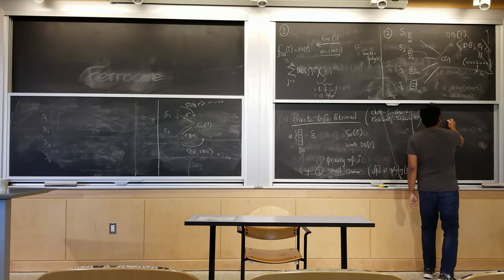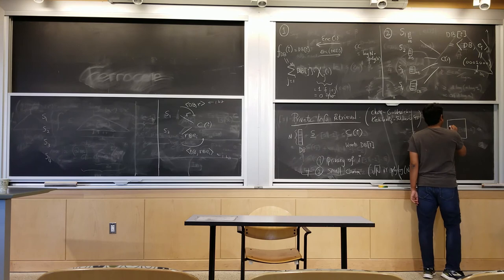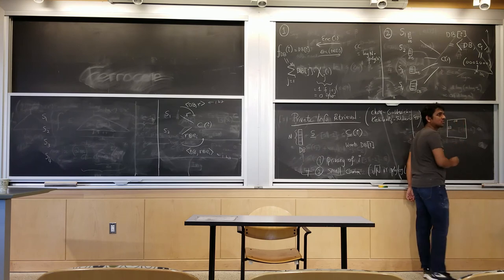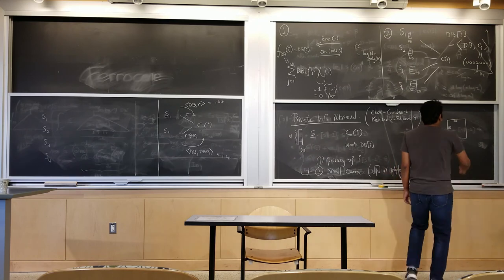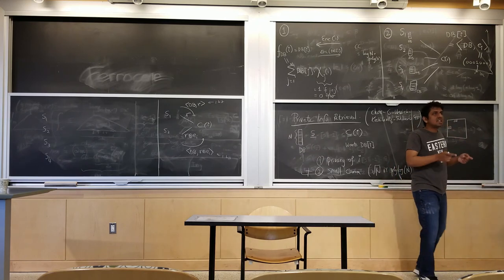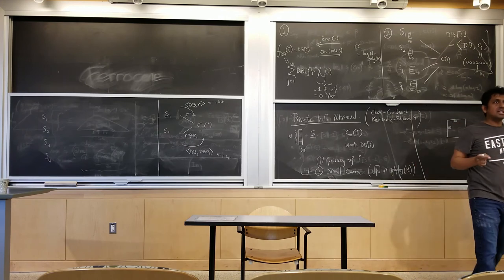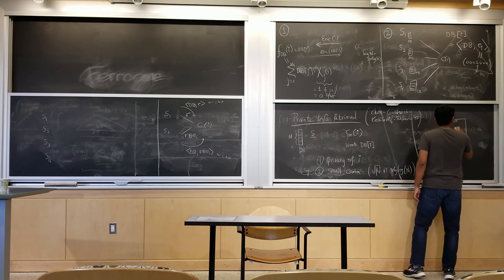They write the database not as an array, but as a matrix. A square root n by square root n matrix. Makes sense. And the entry that the client wants is one of these entries. Let me denote it as the i, jth entry.